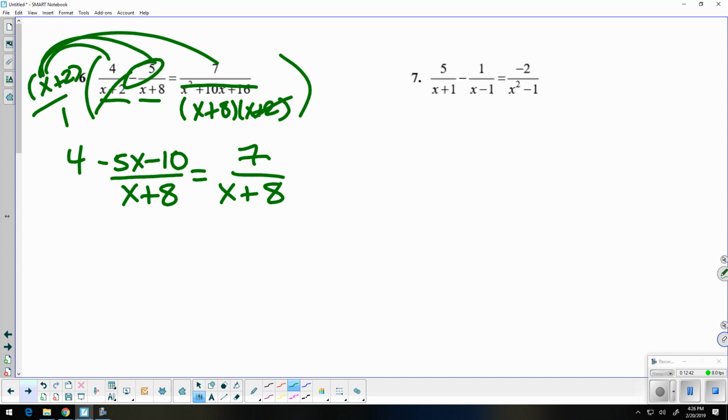Okay, now get rid of the x plus 8. So the x plus 2's are gone. Let's take care of that x plus 8. So I'm going to multiply everything through by x plus 8 over 1.